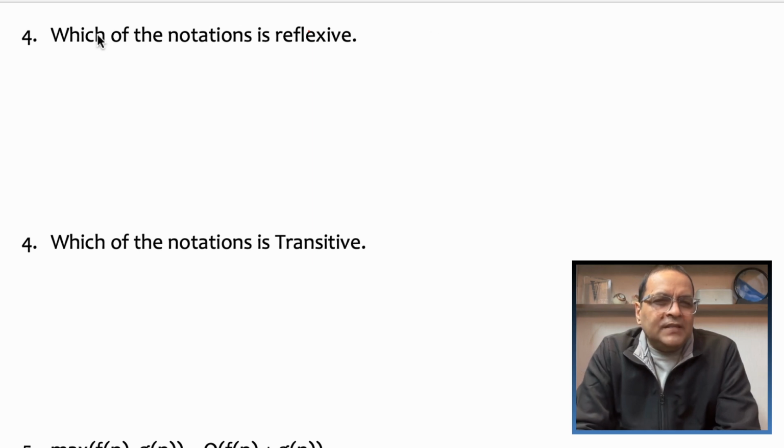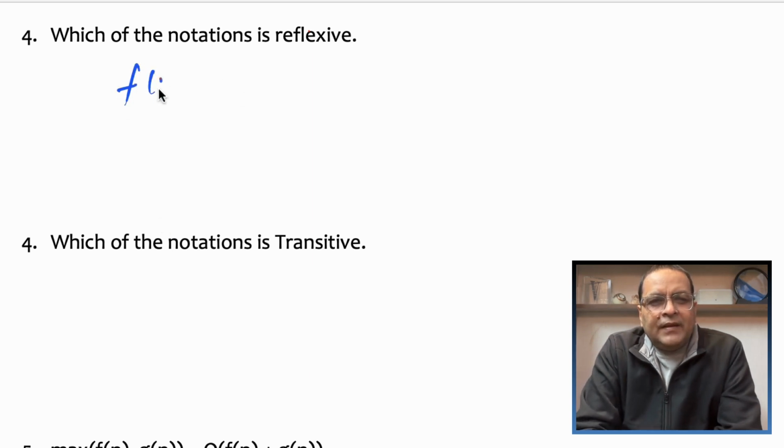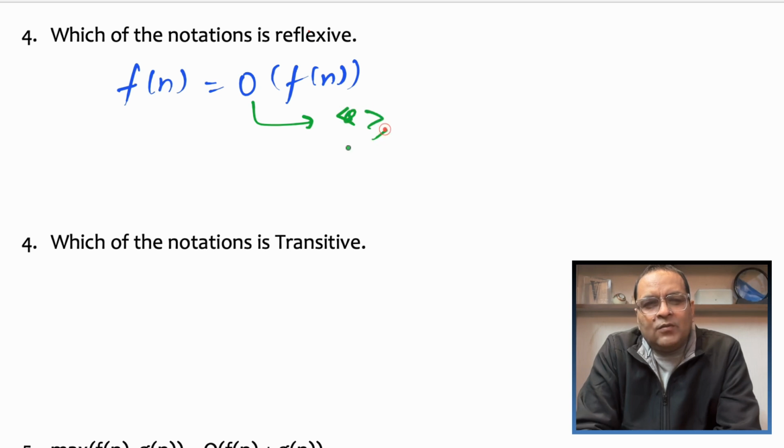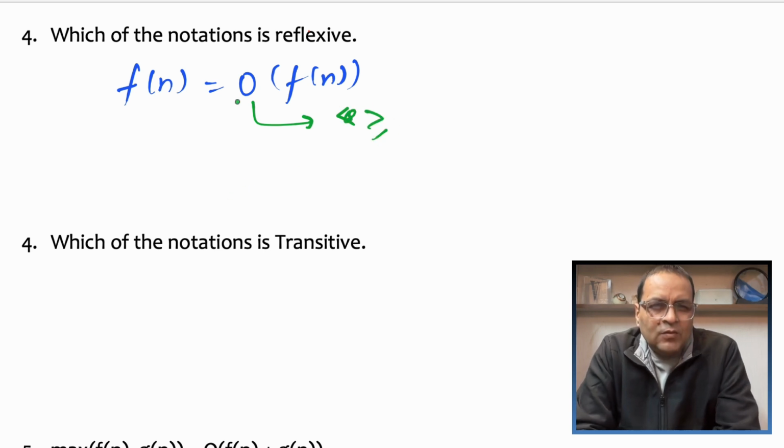So next question is about reflexivity. Reflexivity means that a function should be related to itself. Can we say that f(n) is big O of f(n)? Since big O has equal to also, because there is equal to, we can say that f(n) is equal to f(n). So therefore f(n) is also big O of f(n). Similarly, the big omega relationship is also reflexive, and we know that theta is reflexive. But little o and little omega, they are not reflexive.